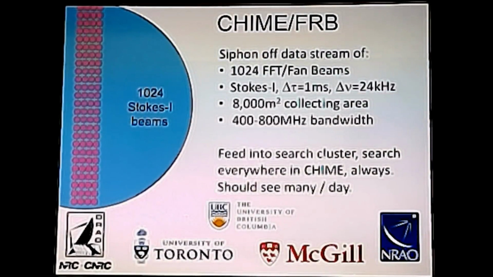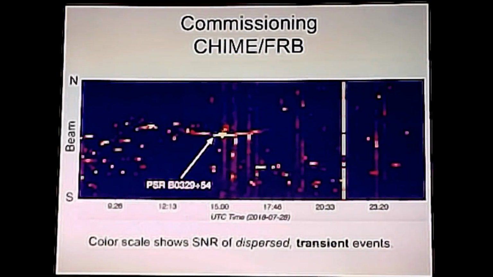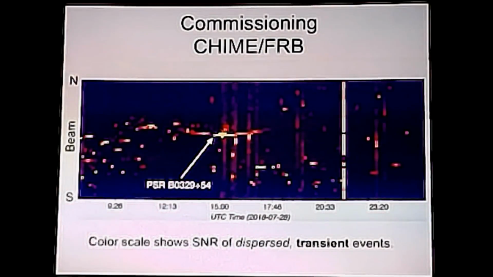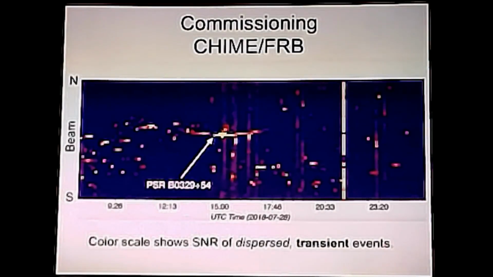Checks on it, and this has been up and running since we had first light a few months ago. This is what the sky looks like to them. It's a little bit different because it's not just showing the power. This is looking only for dispersed transient pulses, which are dramatically dispersed. Every one of these blips is a known radio pulsar. This is the brightest pulsar in the northern sky, with lots of side lobes for hours and hours.